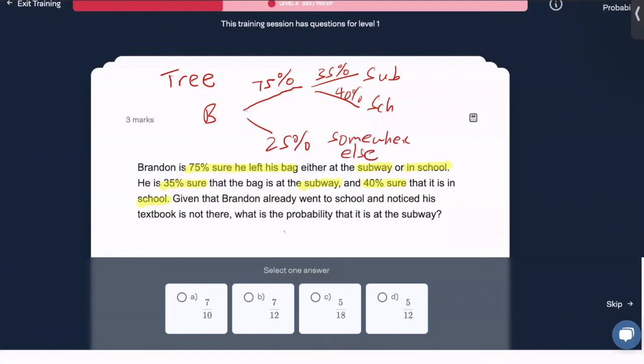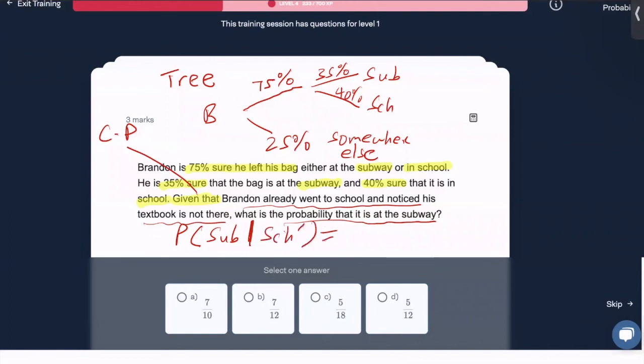Given that, when we see "given that" in the exam, we know that this is a conditional probability type of question. Given that Brandon already went to school and he noticed his textbook is not there, what is the probability that it is at the subway? The last line is the most important. I always like to reframe it: it's the probability that it is at the subway, given that it is not in school. This is very important.